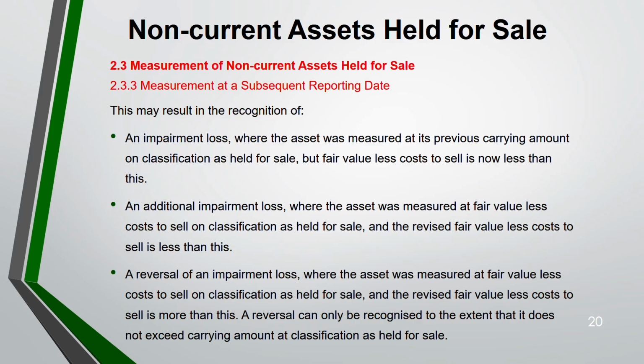So if your fair value less cost to sell at the reporting date is more than the fair value less cost to sell on classification, then your impairment loss will be reversed. But this reversal can only be recognized to the extent that it does not exceed your carrying amount at classification as held for sale. It cannot be more than the carrying amount that you would have recognized at the classification.